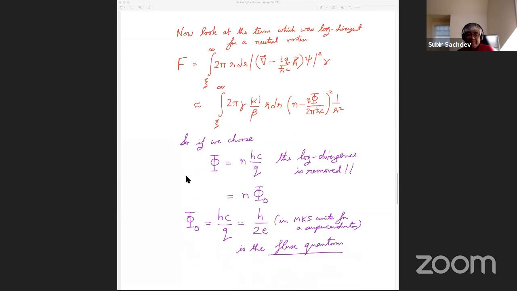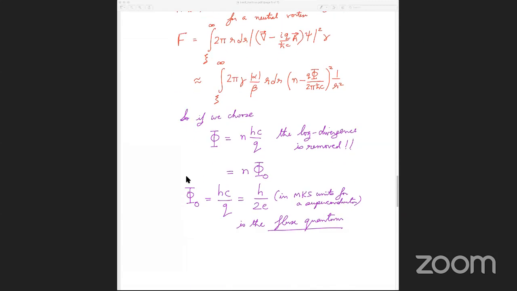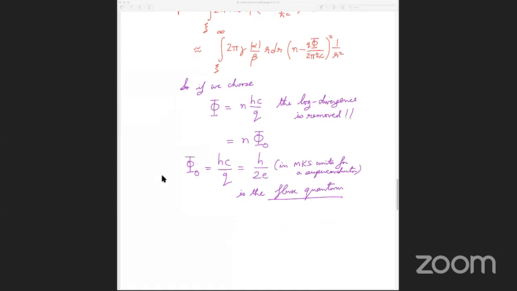Yes, question. So could you say more about how these are detected in experiments? Like if we impose some magnetic flux on the system, how does it get quantized? Yeah, okay, that's a great question. For now, let me just show you what the magnetic field actually looks like, and then I'll return to that in a minute. Okay, thank you.